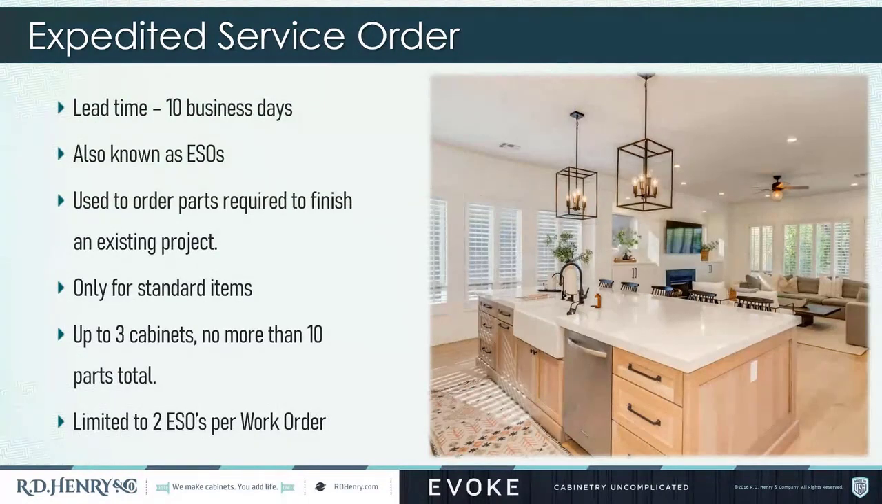There are a few restrictions with ESOs as far as there can only be up to 3 cabinets on an ESO and then no more than 10 items total. These are for standard items only, so outsourced products, mullion doors, applied molding doors, all of those are excluded from this. And then lastly, you are limited to 2 ESOs per work order. Any additional ESOs after that could be subject to a 30% upcharge.